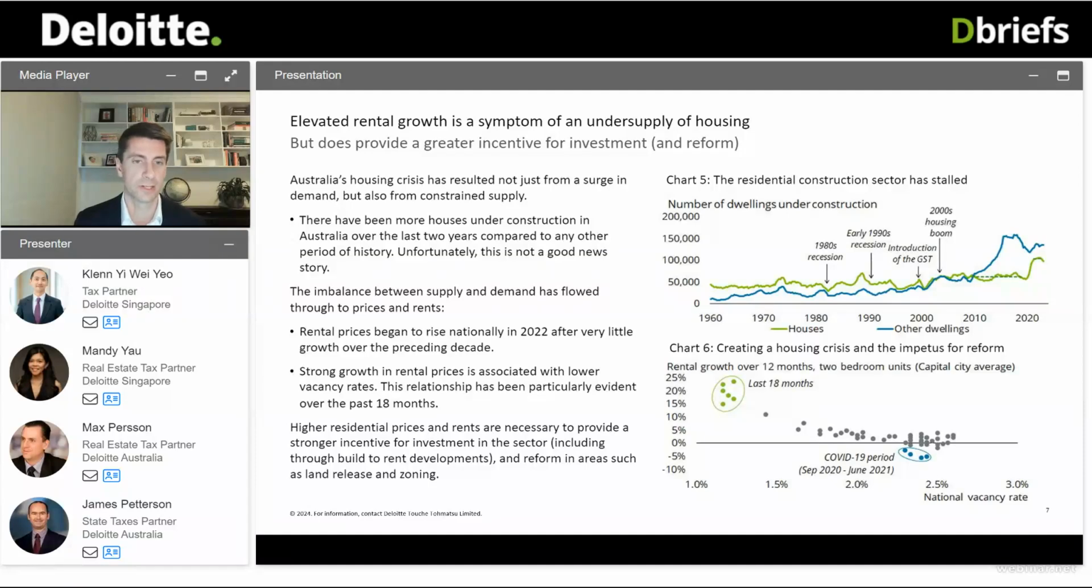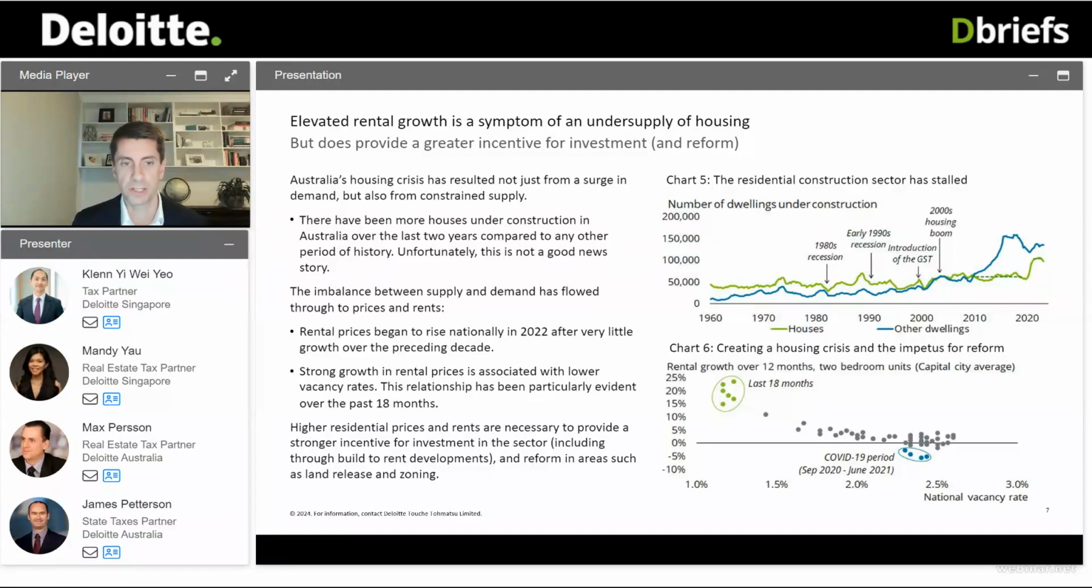This is not the residential construction sector churning through and producing a lot more dwellings. It's actually a number of dwellings just taking longer to be completed. So we've got a lot of projects under construction at the moment, but the sector is having a lot of difficulty in getting those finished off. And so that's exacerbating this imbalance between supply and demand in the residential property sector.